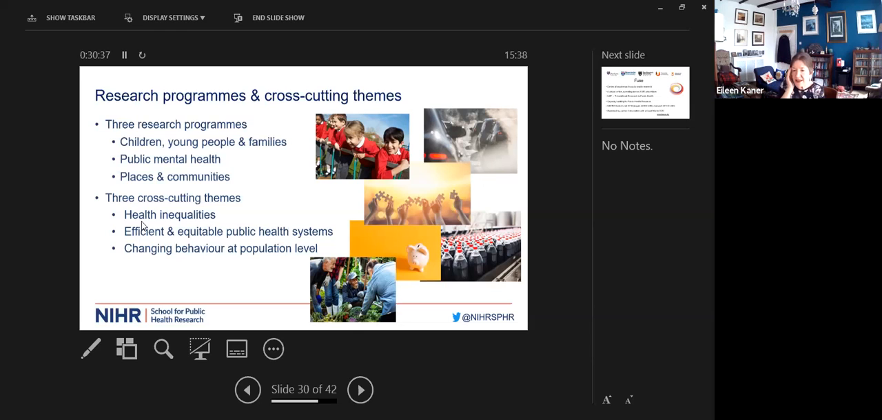We're interested in systems, how directors of public health do their job with their colleagues in local authorities and within the NHS. And it's very much interested in thinking about how we operate at a whole population level, not just an individual patient level.